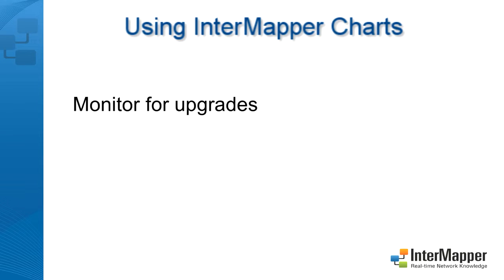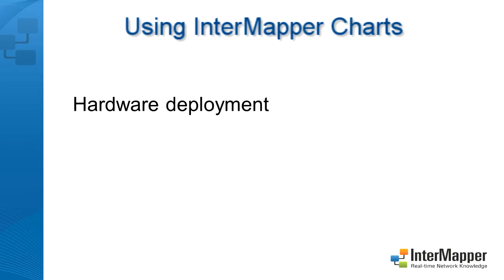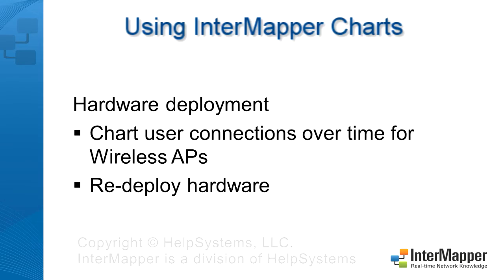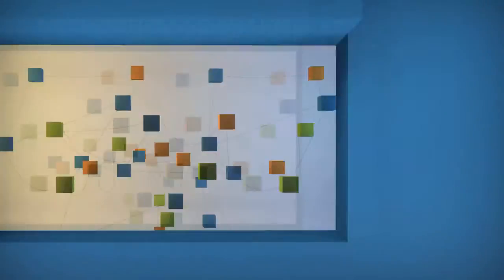To monitor for upgrade. Identify links or servers that are near capacity so they can be upgraded. To deploy hardware. For wireless access points, chart user connections over time and redeploy hardware for more efficient use. That's charting in a nutshell. For more information, see the user guide available from the Help menu.